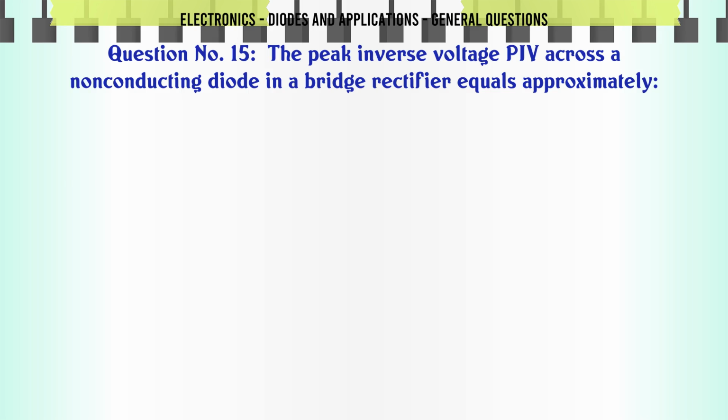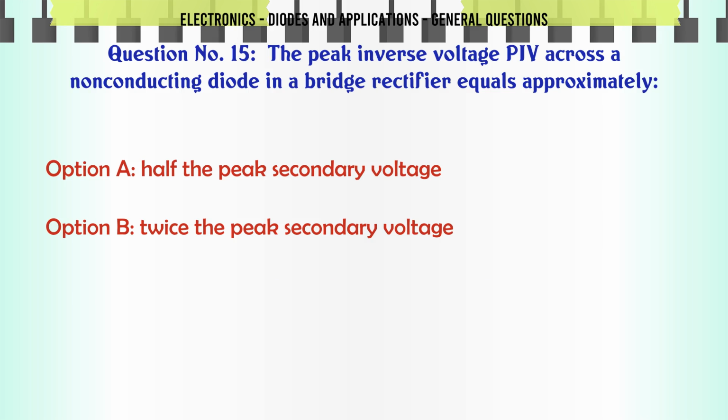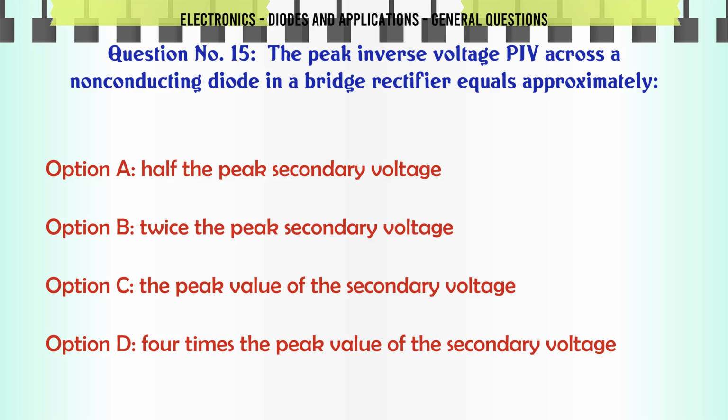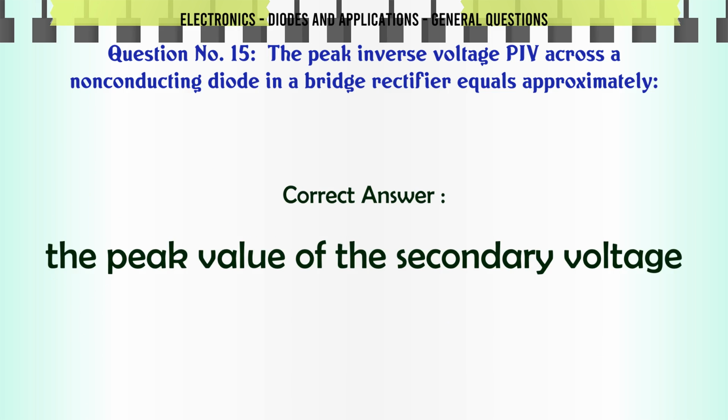The peak inverse voltage PIV across a non-conducting diode in a bridge rectifier equals approximately A. Half the peak secondary voltage, B. Twice the peak secondary voltage, C. The peak value of the secondary voltage, D. 4 times the peak value of the secondary voltage. The correct answer is the peak value of the secondary voltage.